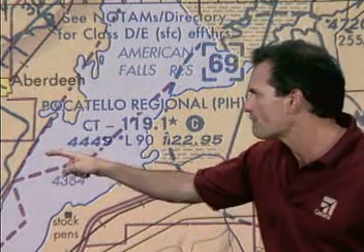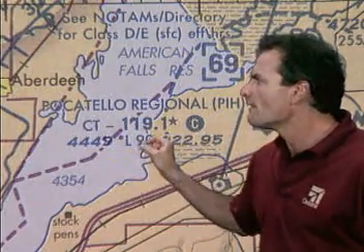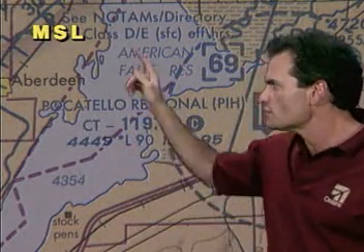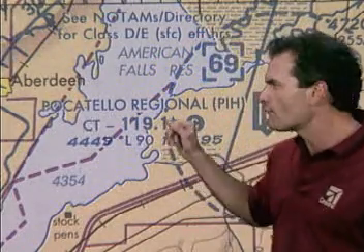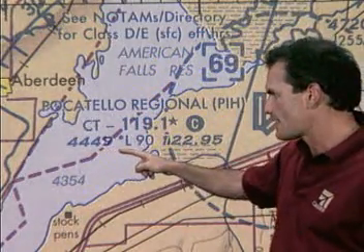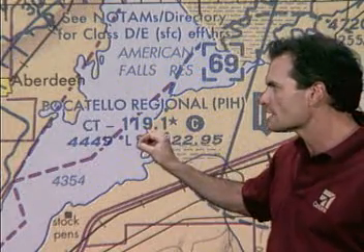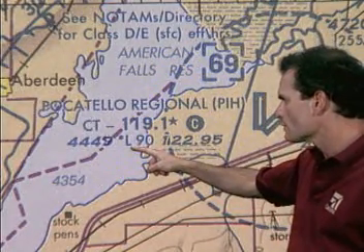The airport is located 4,449 feet above sea level. And for this, you use the abbreviation MSL, and it stands for mean or average sea level. So the elevation of this airport is 4,449 feet MSL. Now, if you continue across, this next symbol is for lighting.